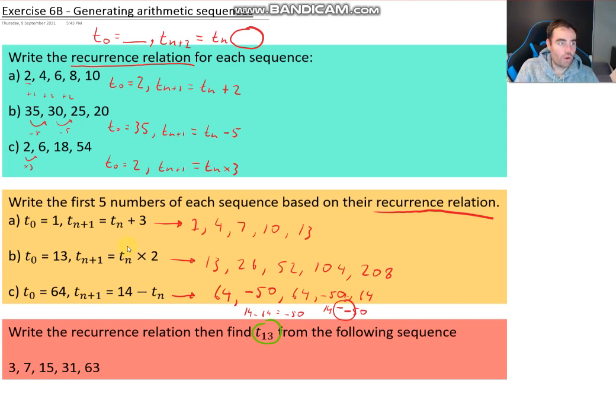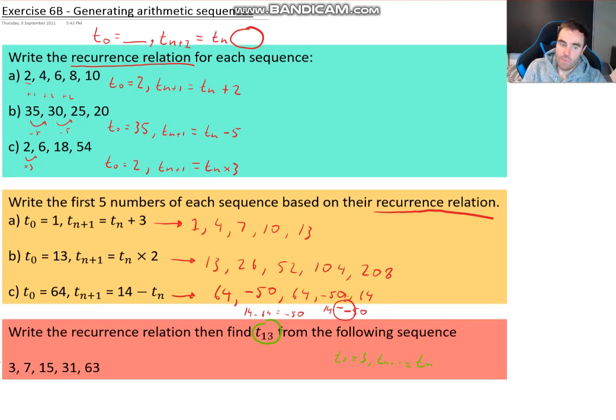All right, so we've got the first 5 here. We need to write the recurrence relation first of all. So let's do that one really quickly. It's going to be T0 is 3. The next term, Tn plus 1, is the same as the current term, but what? What's happening here each time? We got a 3 to a 7. So could it be plus 4? I think not, because if we add 4 to 7, it does not make 15.